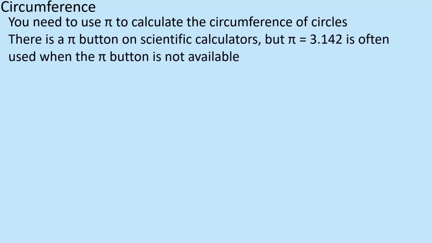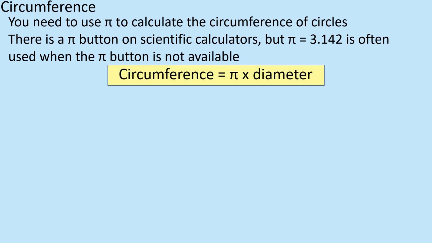The number itself is about 3.14, it's a lot longer than that. And you will potentially be using a calculator to use it, and in a non-calculator paper then you'd have to leave it in terms of pi. You'll see what I mean in a second as I go through an example. So there is that button which I mentioned, and sometimes you don't need to use it, but we'll talk about that in a second. Circumference, how you work it out is pi times diameter.